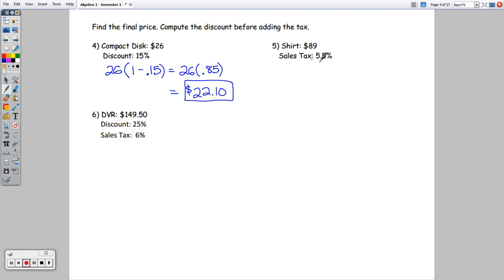So a shirt with a sales tax of 5.5%, you're going to be adding to 100% of the price. We're going to be adding 5.5% to that. So I'm going to take 1 plus and then move the decimal 2 spots. It's 0.055.